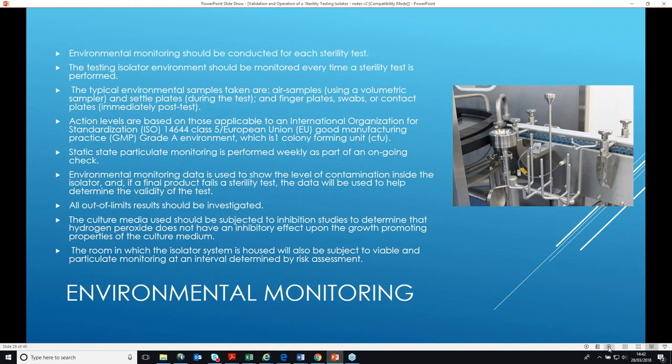It's also important that the culture media used should be subject to inhibition studies to determine that the hydrogen peroxide does not have an inhibitory effect on the growth promotion properties of the culture medium. In most cases, the barrier packaging is the main way to protect that, but it is possible to add neutralizers to agar should there be a hole in a pack or pack bag or anything like that. The room in which the isolator system is housed should also be subject to environmental monitoring.